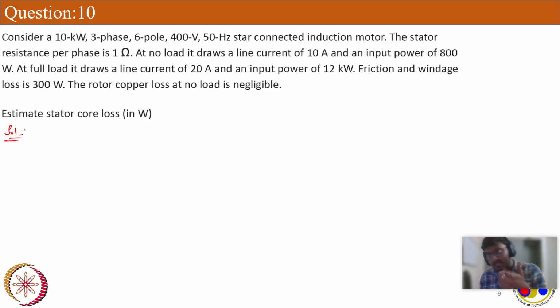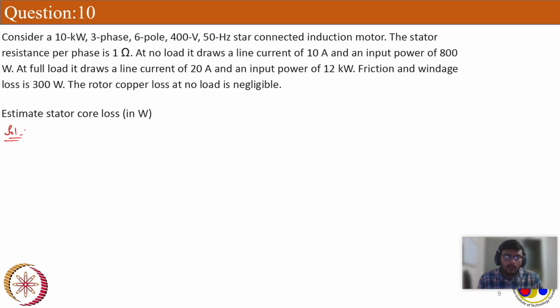Okay. So here itself you can see the difference. If you see the no load power, it's only 800 watts. It's not even 1 kilowatt. But at full load, it's drawing 12 kilowatts. We just discussed that at no load, it has to supply the losses only. That's what is given here. Now friction and windage losses are 300 watts. That's all the mechanical losses we are given. And the rotor copper loss at no load is negligible. So here they are saying the rotor copper loss is negligible. Okay, we won't consider the rotor copper loss, and we have to estimate the stator core loss in watts.